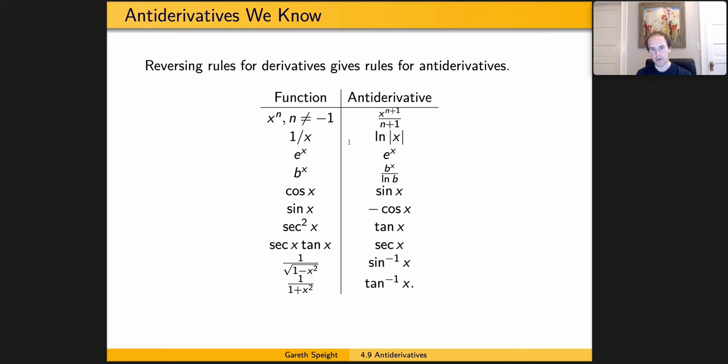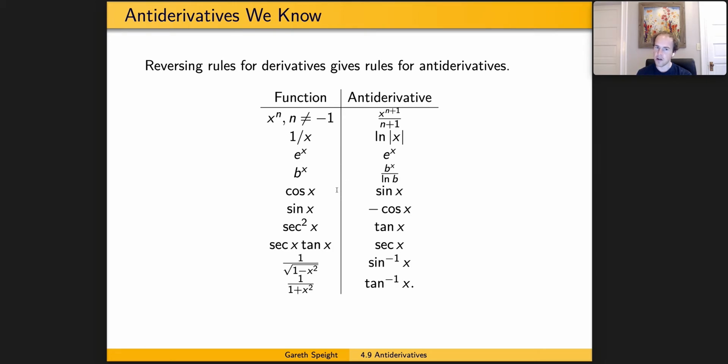1 over x we already talked about. e to the x is straightforward. For b to the x, normally if we differentiate b to the x, we get b to the x ln b, which means we multiply by ln b. If we're doing the antiderivative, that means we have to divide by ln b instead.